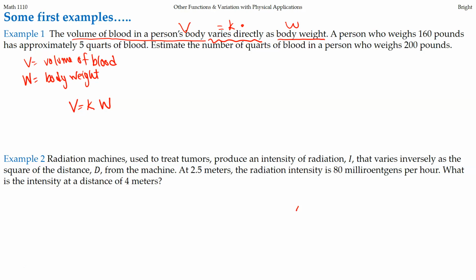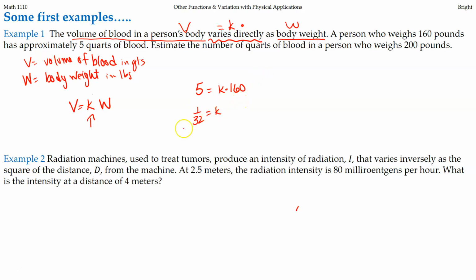Okay, and then now the rest of it is giving you information to help you find K and then subsequently solve for whatever they want you to give. So in this case, quarts of blood, so volume. So let's use the second sentence now. A person who weighs 160 pounds, so this would be 160 times K is equal to 5 quarts of blood. So again, this is in quarts, and this is in pounds. Okay, so then if I divide this, K would be 1 over 32.